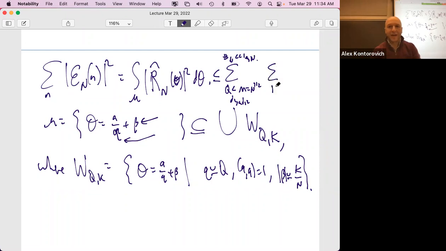And then I sum over K. Now, what's the range of K? How big can K get? Remember that theta minus A over q, in other words this is beta, is bounded by 1 over qM. That's the Dirichlet approximation. And I'm saying this is of order K over N in this set W_{Q,K}. And M was chosen to be root N, and q is of order big Q.